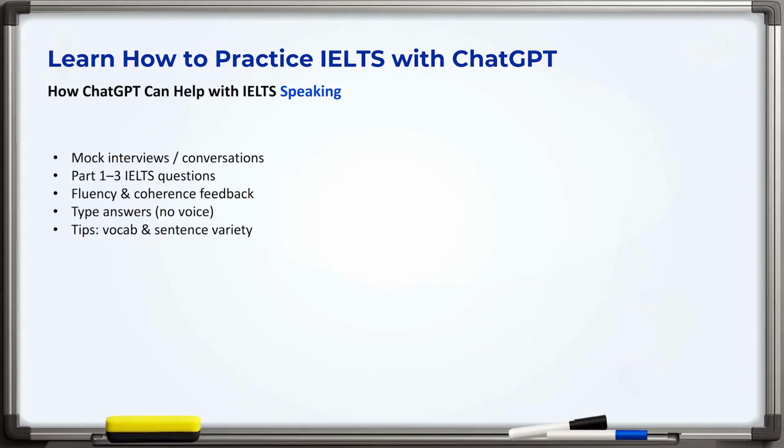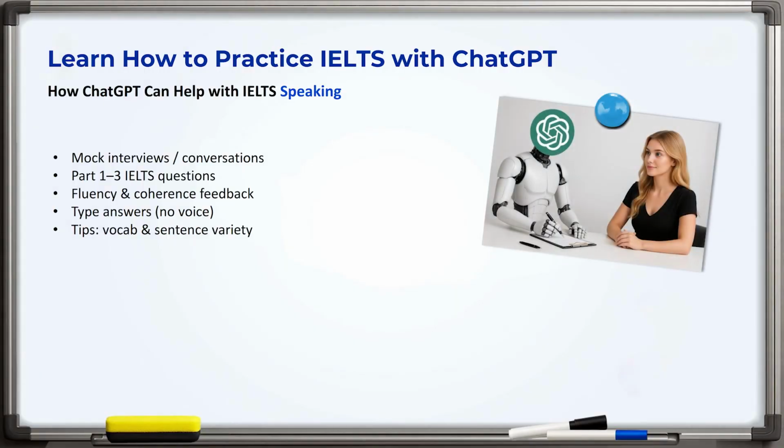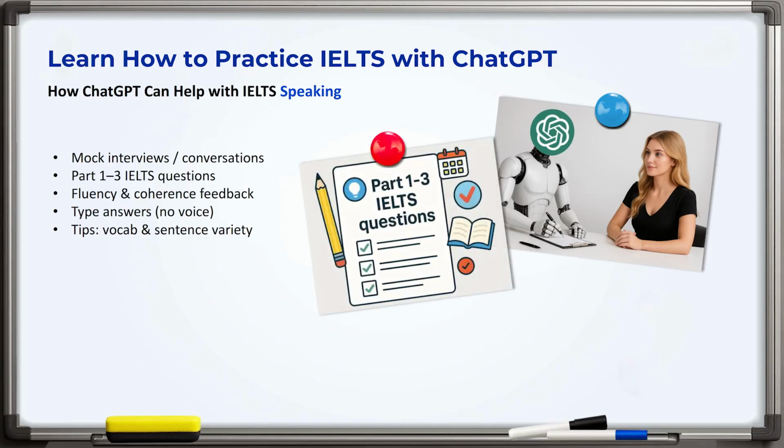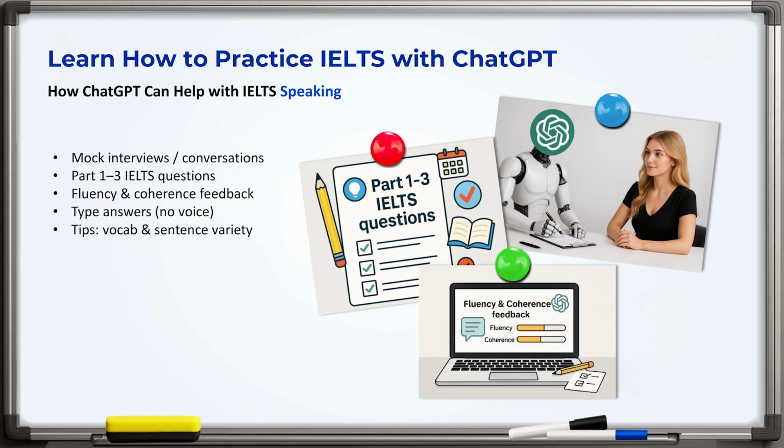In the speaking field, speaking simulation and pronunciation help, we review these points. You can practice speaking by engaging in mock interviews or general conversation. ChatGPT can ask typical part 1, 2, and 3 questions, for example, describe a memorable trip you took, and then evaluate your responses for fluency and coherence. While it can't directly hear you, you can type your spoken answer, and it will provide suggestions for how to improve vocabulary usage or sentence variety.